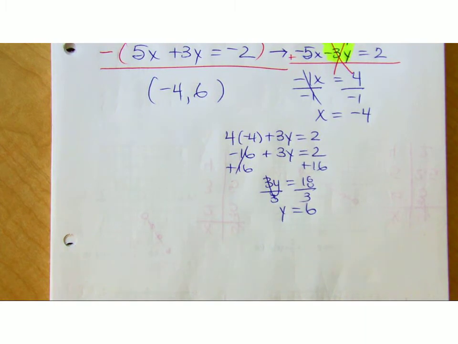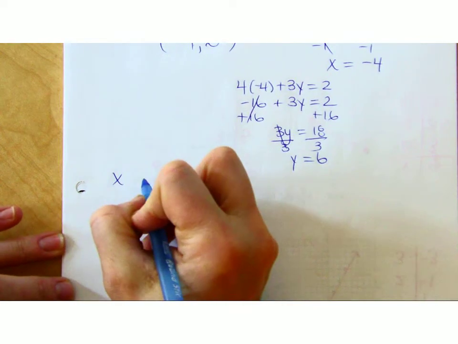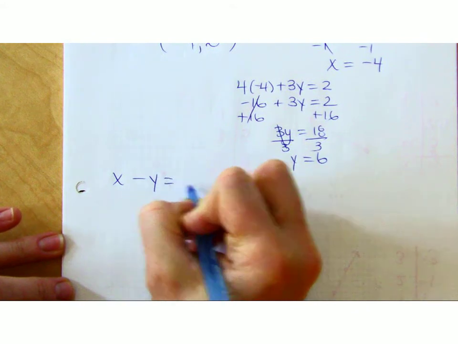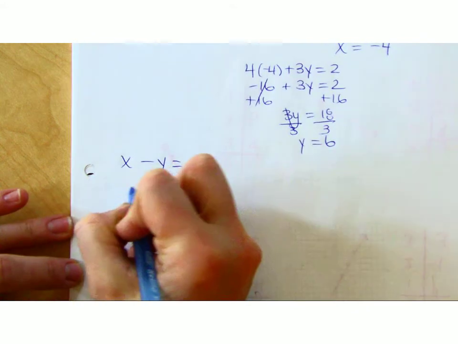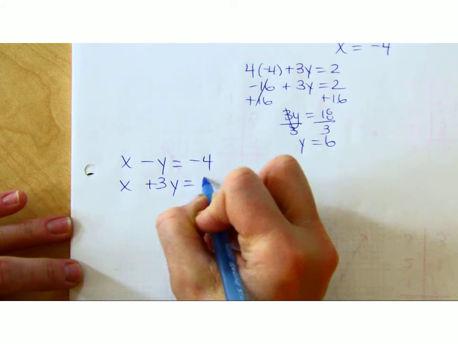Good. So then, if I were to have this problem here, x minus y equals negative 4, and x plus 3y equals positive 4. It's just a coincidence that those are.